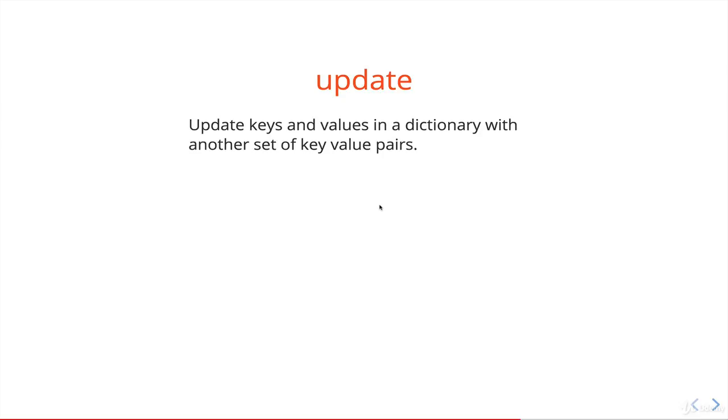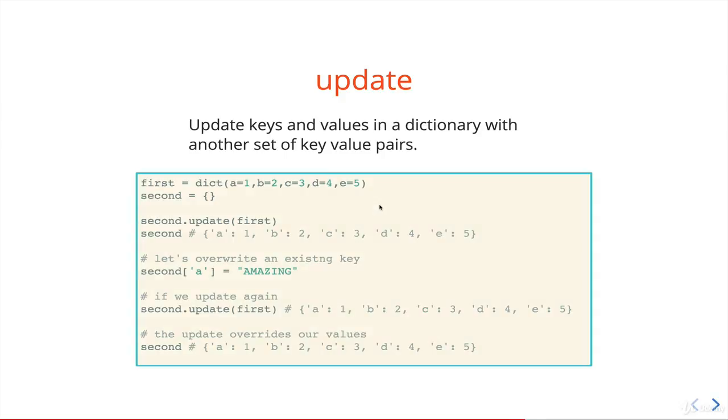Lastly, we have update. What update will do is it will take a dictionary and update a set of keys and values into another dictionary. So let me just show an example here. Here we have first, which is a dictionary, the same one we've been working with. A is 1, B is 2, and so on. And then we have an empty dictionary set to the variable name second. If I do second.update first, it will take everything in first and add it to second.